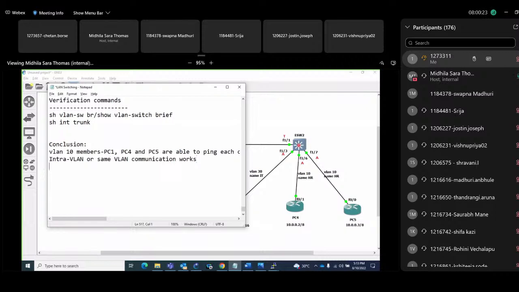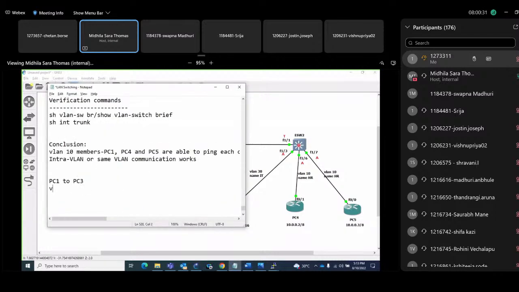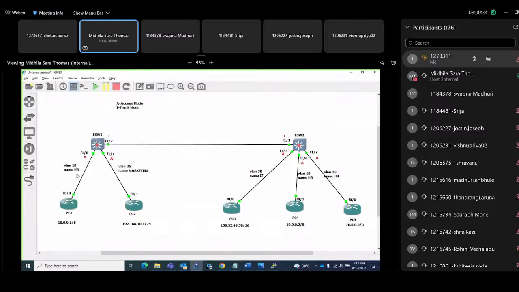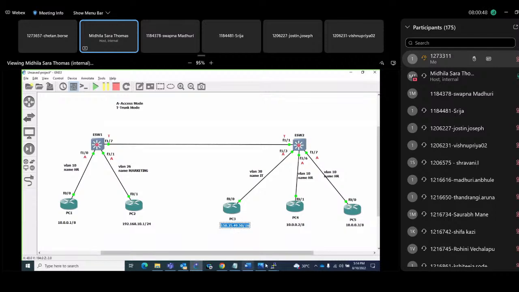Now next, everyone is having the doubt. Ping from PC1 to PC3. PC1 belongs to which VLAN? VLAN 10. PC3 belongs to which VLAN? VLAN 30. So it is inter-VLAN, right? Between VLANs, inter-VLAN communication. Will it work or not? Let's see. Let me ping.